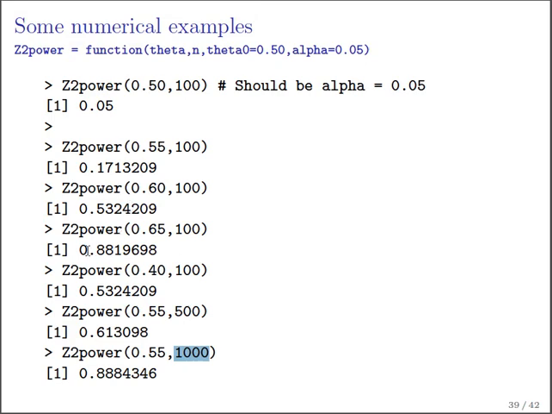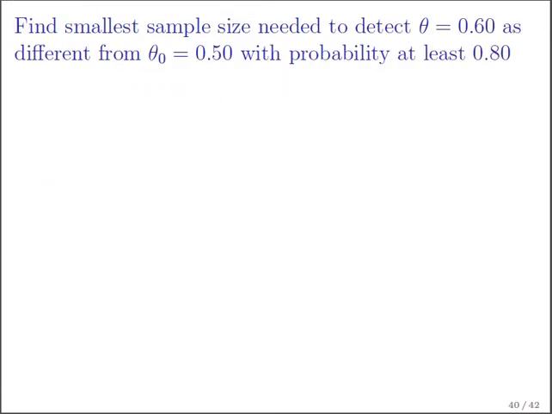Okay, I can live with 60. I guess 55 was too optimistic because they know that they can't afford 1,000 consumers. But what about 60%? And so the question becomes, find the smallest sample size needed to detect a theta of 60%, that is a preference for the new brand of 60%, as different from 50 with probability at least 0.8. 0.8 is a pretty reasonable power value. It's kind of gotten conventional, though it's not as conventional as the 0.05 level.